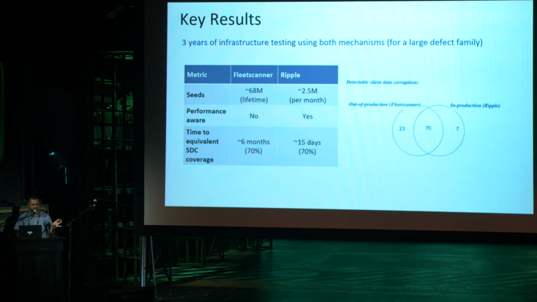This is a sort of Venn diagram of how these coverages intersect. 70% is something that both these mechanisms are able to achieve, so in 15 days, I'm able to get to 70% of the coverage. There's a 7% coverage which is unique to Ripple, which comes from being able to co-locate with the workloads. That allows for instruction heterogeneity so you can detect a different type of corruption. And there is 23% which are defects you can only hit if you run the tests long enough and create that kind of electrical condition.